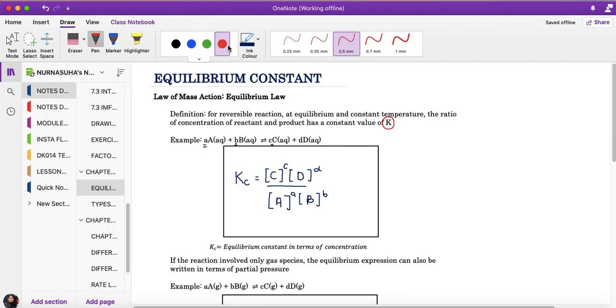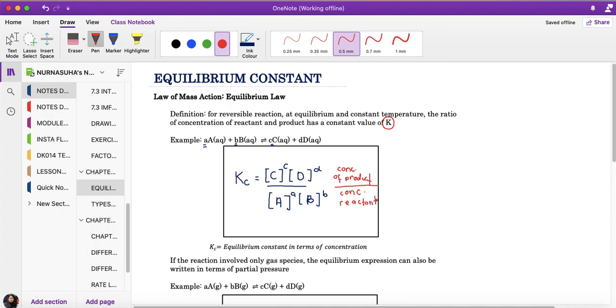So, ingat, dekat atas, is concentration of product bahagi concentration of reactant.